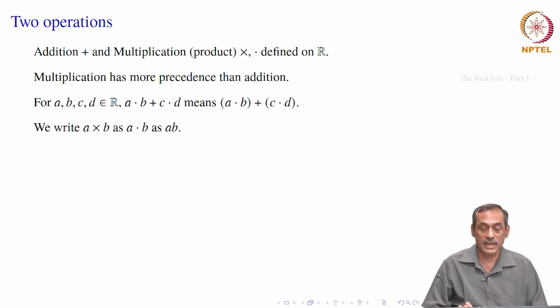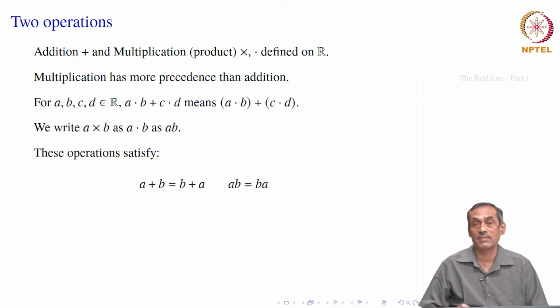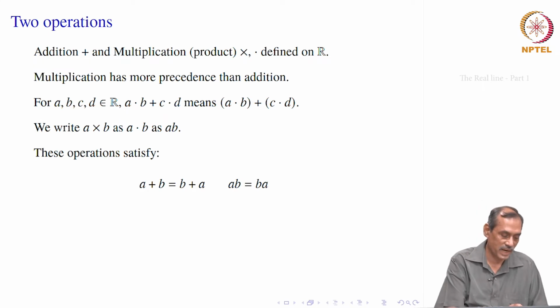So, we will just write A into B plus C into D and we will mean this, that is what it means. Also, this A into B will be written as A dot B, sometimes the dot is also omitted and we just write AB. And these operations satisfy certain properties, that is what gives structure to this set of real numbers. So, the first is the commutativity property, which says that if you take A plus B or B plus A, no matter, they are the same. Similarly, A into B and B into A are the same.